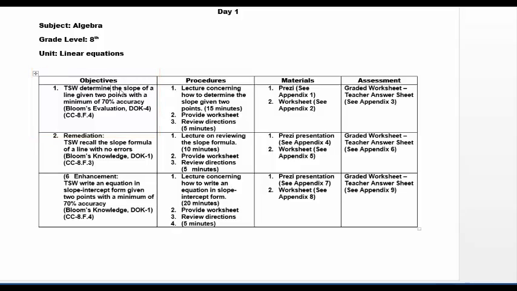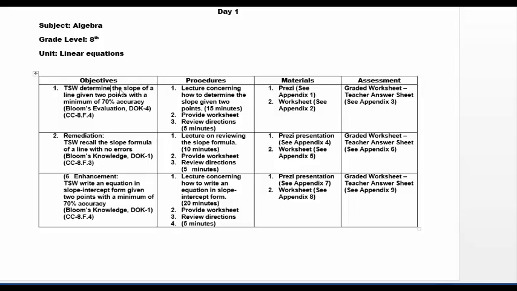When you read this objective, it says the student will determine the slope of the line given 2 points with a minimum of 70% accuracy. What I then do is I look at the assessment, and you'll see the assessment says a graded worksheet with a teacher answer sheet. See Appendix 3. Now this is an alignment of an objective with an assessment. When I look at these two areas, I say, okay, the student will determine the slope and it's going to be on a graded worksheet. Really easy to do, and that's an assessment aligned with an objective.